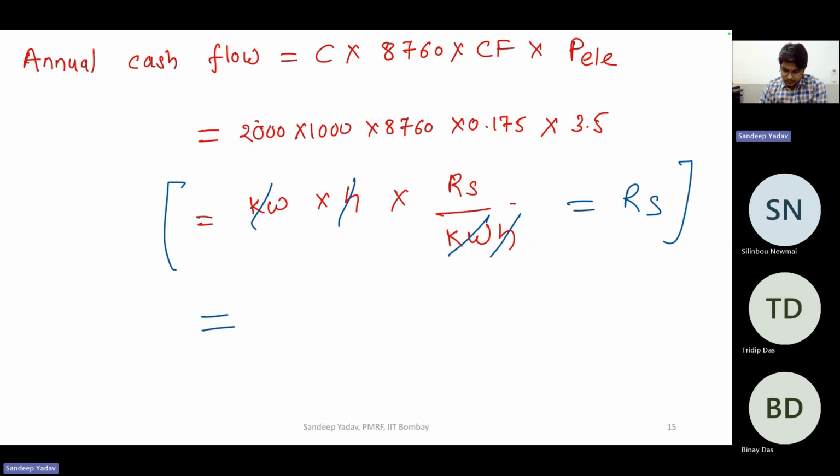So finally, if you multiply all these, 200 into 1000 into 8760 into 0.175 into 3.5, that comes out to be 1.0731 into 10 raised to power 10 rupees. If you want to convert it into crores, just divide by 10 raised to power 7. So this is the annual rupees. Finally, we got the annual cash flow.